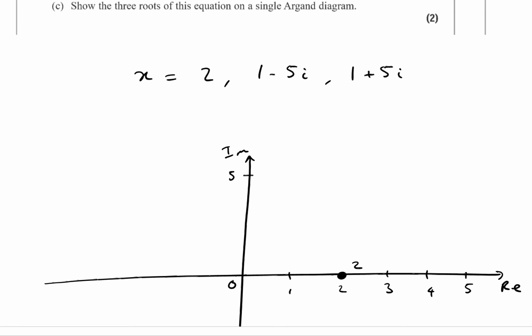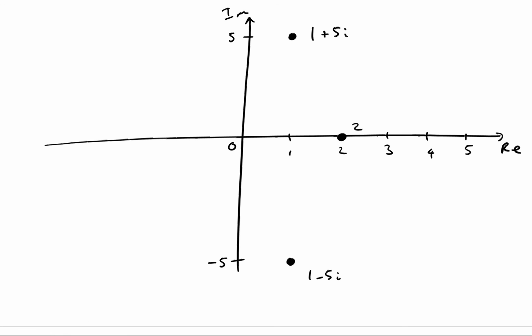And our third root of 1 plus 5i, so we're going to move 1 across. Then our imaginary component is plus 5, so we move 5 up. So it's going to be up here. This is our third root. There we go. And those are the three roots plotted on the same Argand diagram. You can see that these two things are conjugates of each other, and they're reflections in the real axis. So it's an interesting thing to look at.